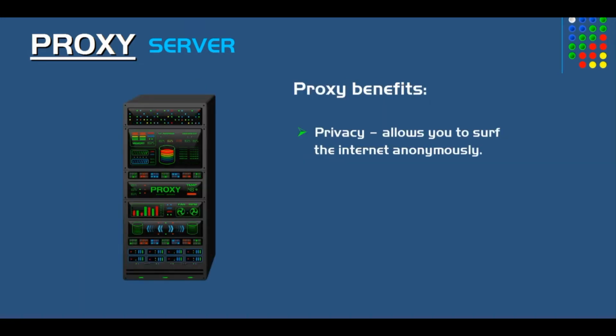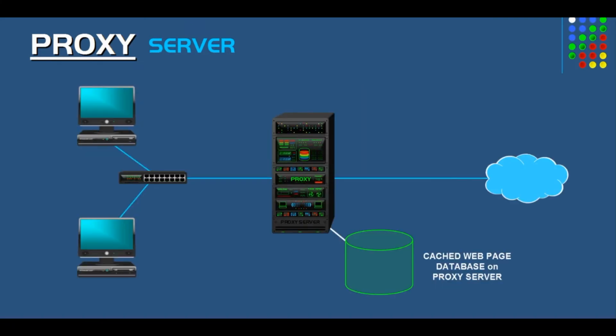And another benefit of using a proxy server is speed. So for example, if a company uses a proxy server, whenever a user wants to retrieve a web page, the proxy server will retrieve the web page from the internet on behalf of the user, and then it'll store that web page into a centralized cache database. So if another user on a different computer goes to a web page that has been stored in the proxy database, the proxy server doesn't have to go out on the internet to retrieve the web page. It can simply retrieve it from its database and then send it to the user. So this makes web page retrieval much faster.